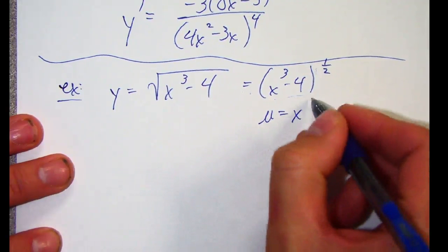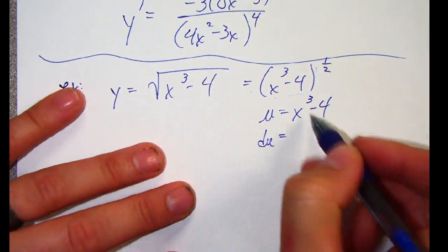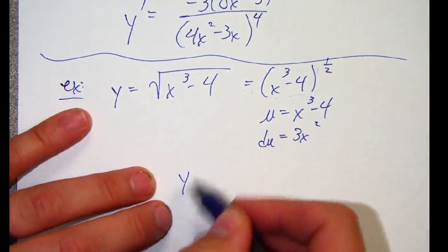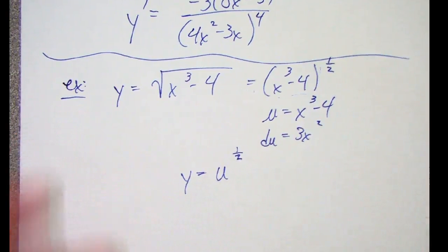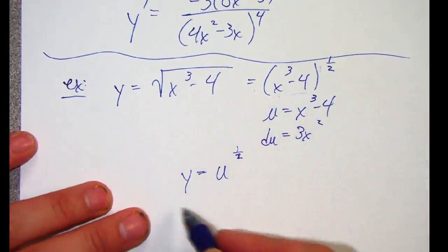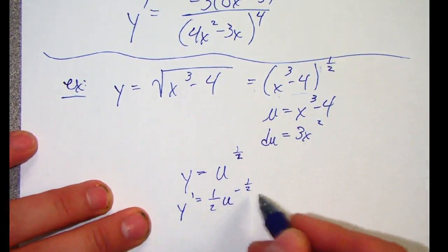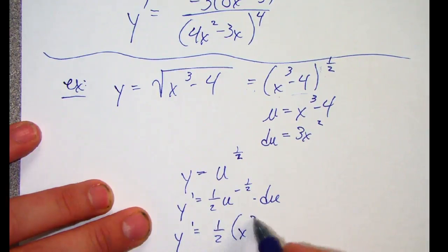So I'm going to set u equal to the little guy. I'm going to find du. So the derivative of that is 3x squared. Then I'm going to rewrite the original problem with u in place of whatever I put it in place of. So this is really just u to the 1/2 now. Take the derivative here, but you took the derivative of a u, so multiply by du. Plug back in.